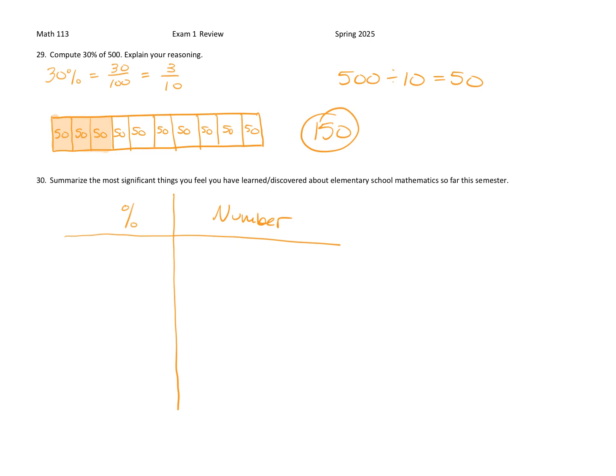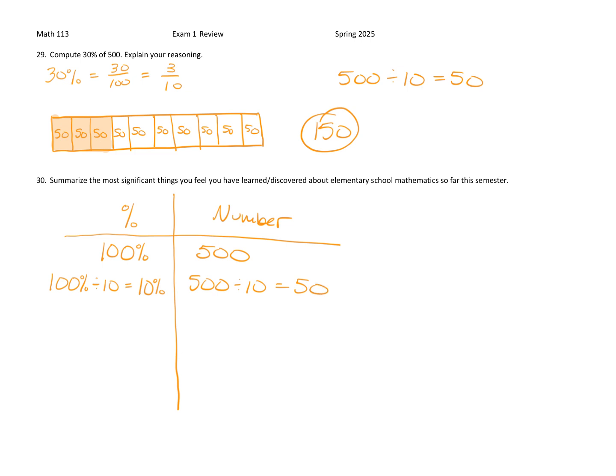Okay, so 30% of 500. So 500 is the whole thing, and I want to know 30% of it. So 10% I could get by dividing by 10. So 100% divided by 10 gives me 10%. So take your whole 500, divide by 10, and you get 50.